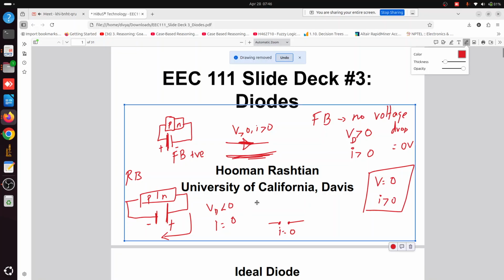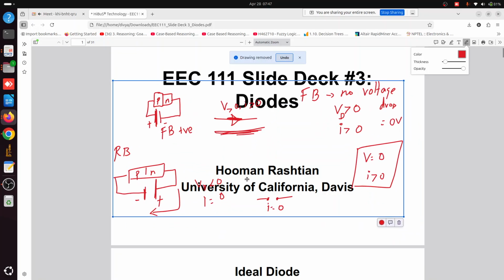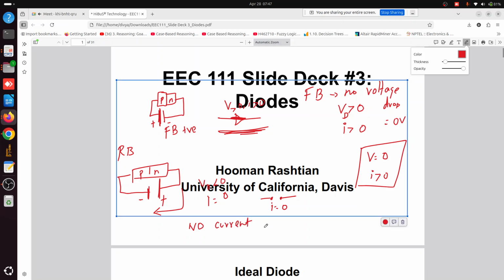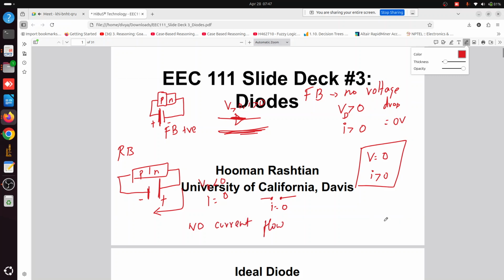In reverse bias, no current flows. But in forward bias, current is going to flow freely. So here current flows freely. Did you understand? So this is an ideal diode. So this is how it is going to behave.